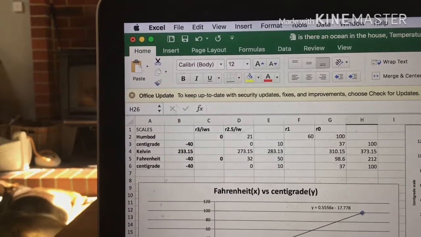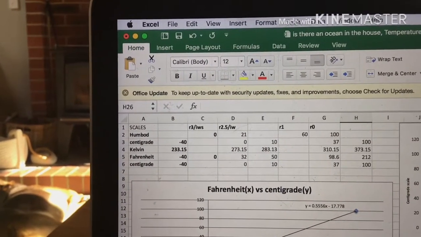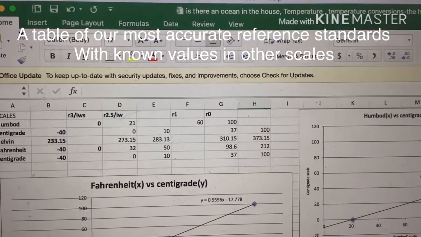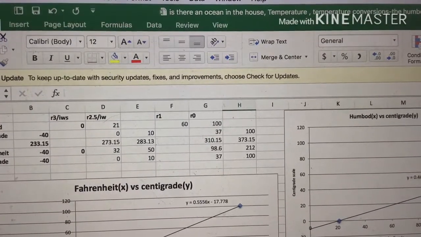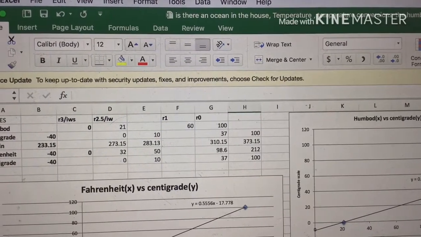Remembering, heat's related to molecular motion. And then Fahrenheit. Along the top I've got our reference points. R0 was our body temperature, which on our scale is 100 and roughly 37 centigrade.